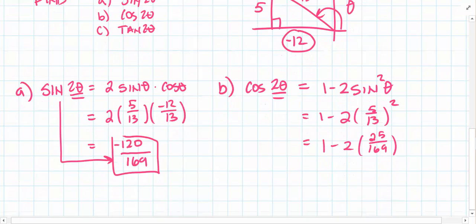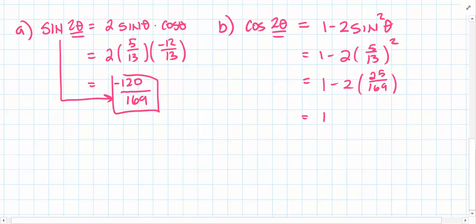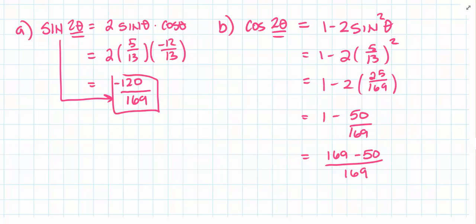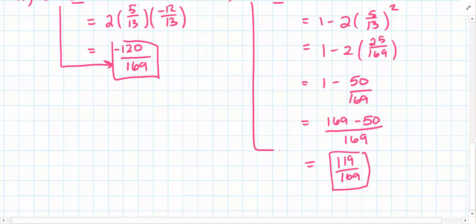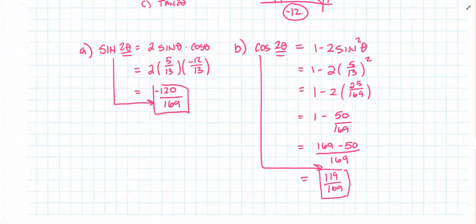You guys cool with that part? I'm going to move this up and out of the way. That gives me 1 minus 50/169, because 2 times 25 is 50. Then I'm going to change that 1 into 169 minus 50, all over 169. Does everybody understand? I made that 1 a 169 over 169, a common denominator. That's the whole point of having that common denominator. So 169 minus 50 gives 119 all over 169, and that's my exact value for the cosine of 2 theta.